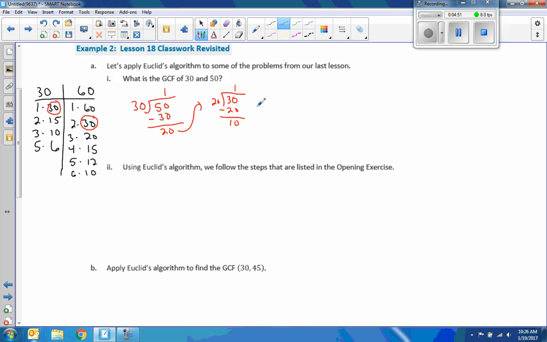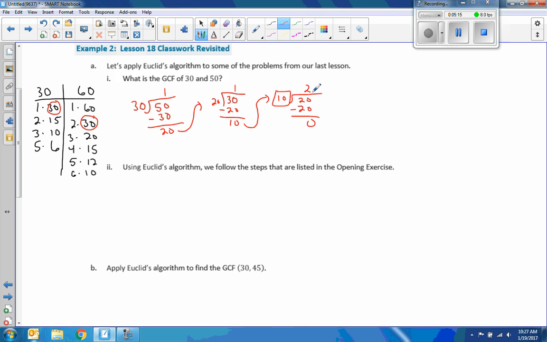Subtract, I still have a remainder. So I'm going to take this remainder and put it here. And I'm going to divide the number we divided by into it. 2 times 10 is 20. Subtract and get 0. And this is our greatest common factor.